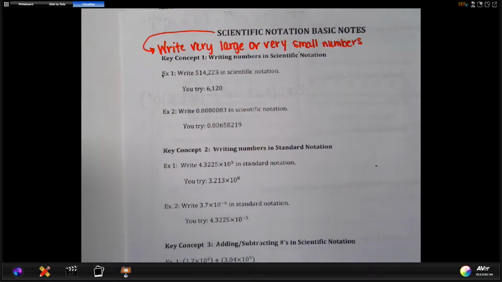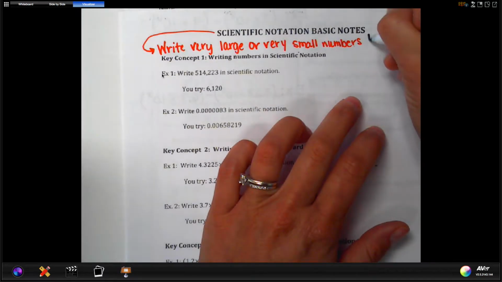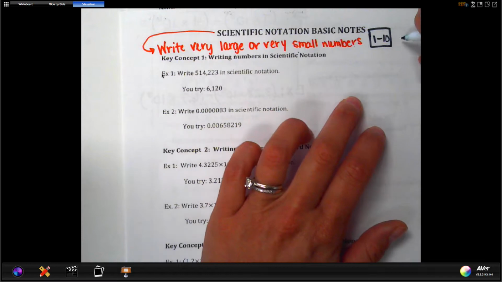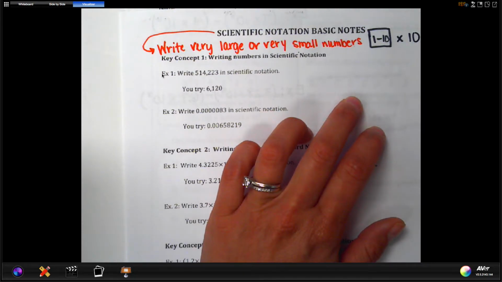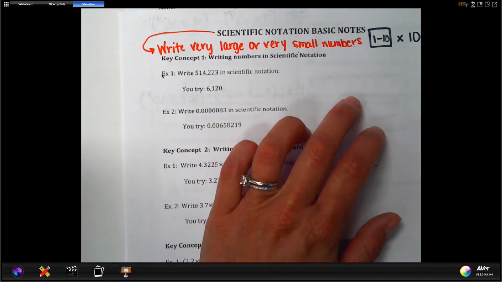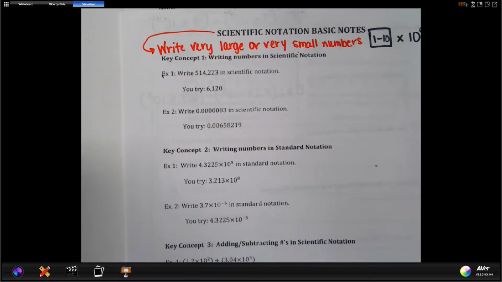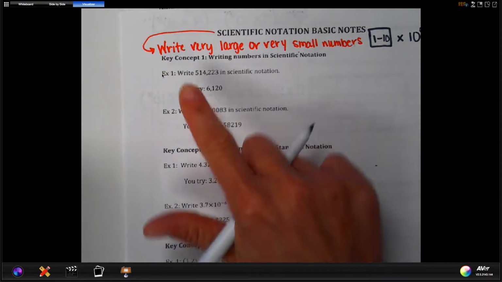Okay, now there's a format that goes with this, and the format is always going to be this. Your first number that you write down has to be greater than 1, but less than 10. And then you're always going to do times 10. So that's going to be a base number that we multiply by every single time. And then there's going to be an exponent on that 10. And the exponent is going to depend on how many spaces we're moving the decimal point, which I'll show you in a minute.